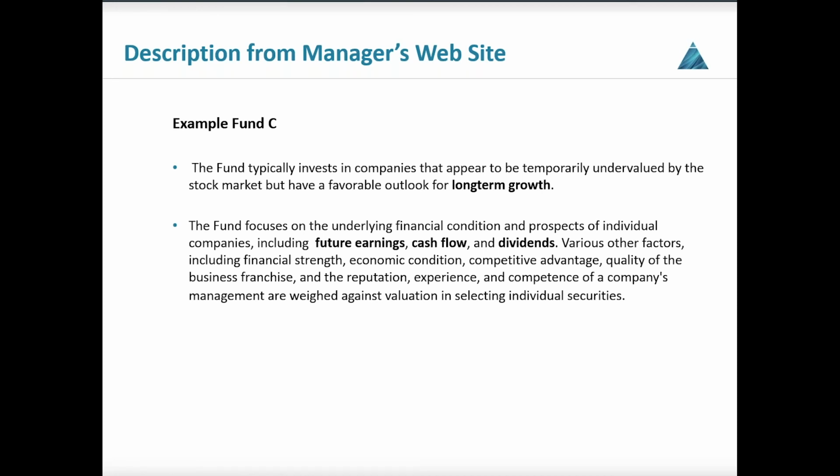So now we can look at Fund C's descriptions on their website. The first point they make is that the fund typically invests in companies that have a favorable outlook for long-term growth. We now have factor one. The fund also focuses on stocks that have good conditions in future earnings, cash flow, and dividends. Again, these are factors that we can evaluate within our system.